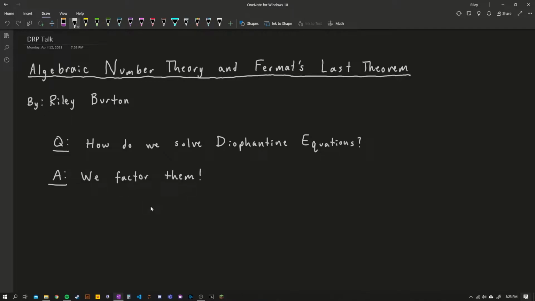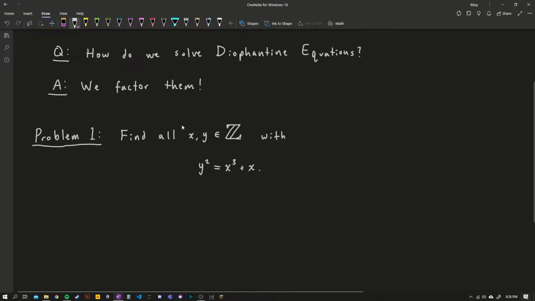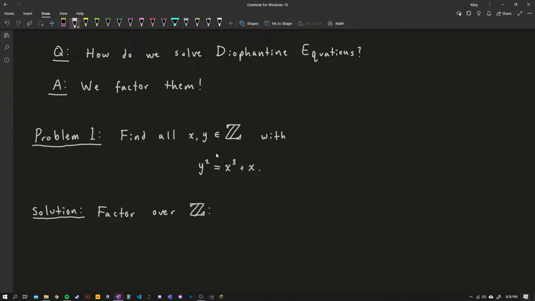For a quick example, I want to consider the following problem. Suppose we want to find all x and y in the set of integers satisfying y squared equals x cubed plus x. To start our solution, we can factor this equation over the integers. To do that, we pull a factor of x out of the right-hand side, and we get y squared equals x times x squared plus 1.